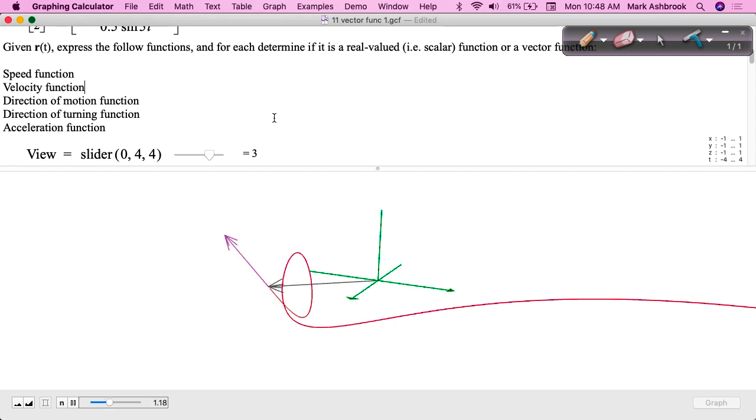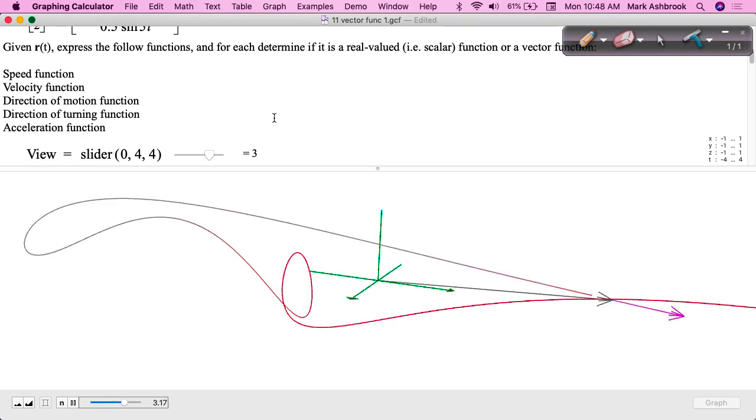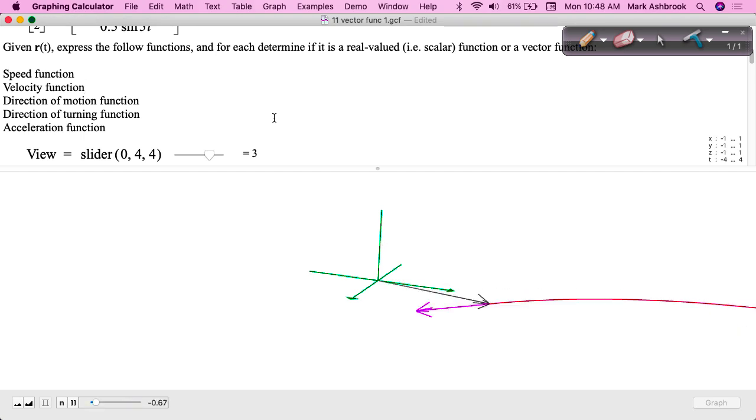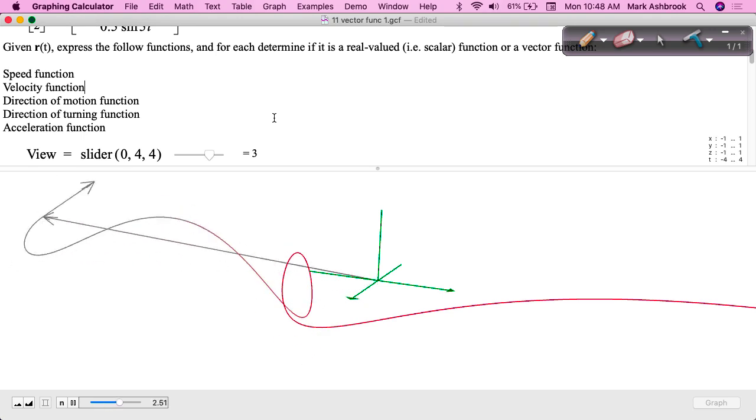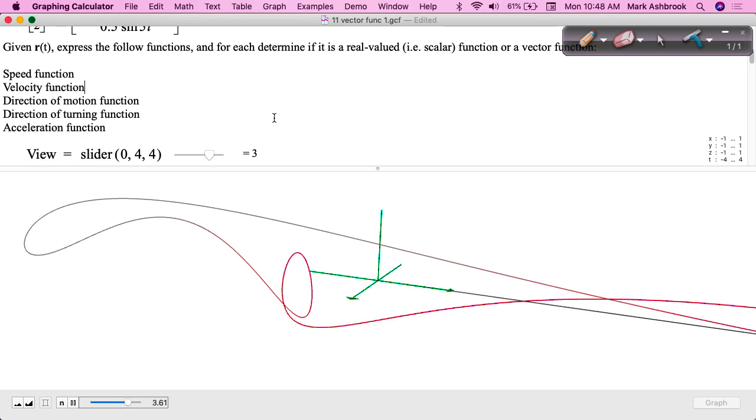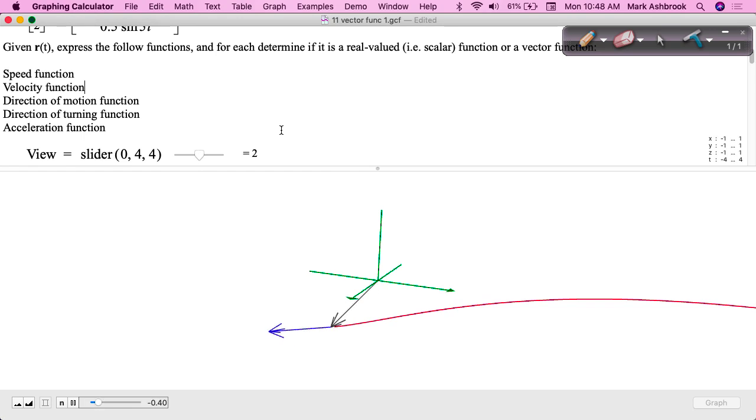So what do you think? Which one? People are saying direction of motion. That's what I'm hearing mostly. Agree with that? And why is that not the velocity function? Magnitude is constant. All it's showing is the direction. Magnitude is staying constant. Okay? Let's go back and look at this one. So then what's this one?